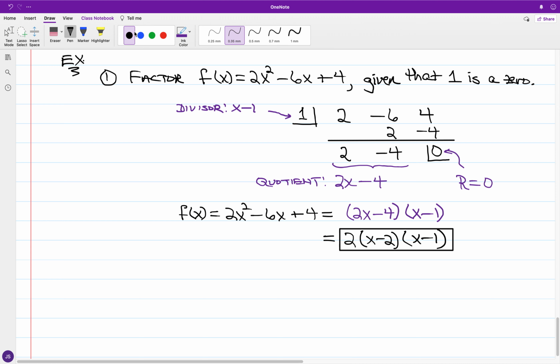And let's say that as another case, if we factor a third order expression, and we say that we have f of x is equal to 4x cubed minus 20x squared plus 33x minus 18. Okay, and we'll say that we have given that 2 is a 0.